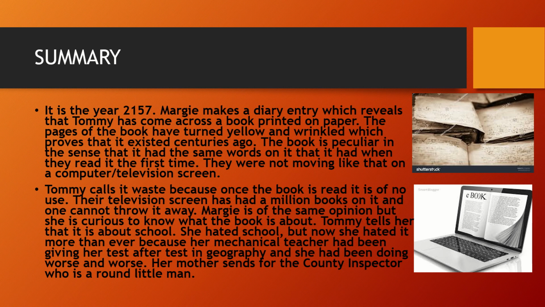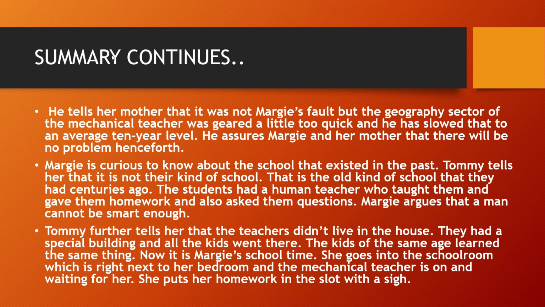So, according to Tommy, this kind of book is a waste. It means that this kind of old book is a waste as it has no use in 2157. So, this is something like an antique to him. To him, a television screen is the best platform to read all the books. Margie also thinks that, but she does not like school and she hated school as her performance in geography is getting worse and worse. So her mother was worried about her performance and sent her to the county inspector. Now comes the third point.